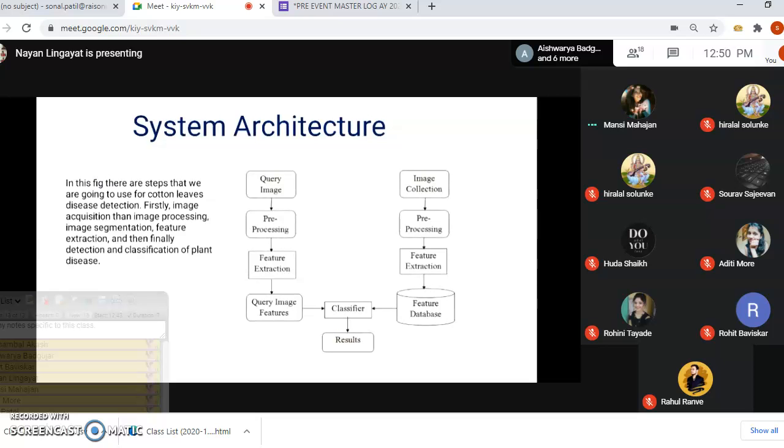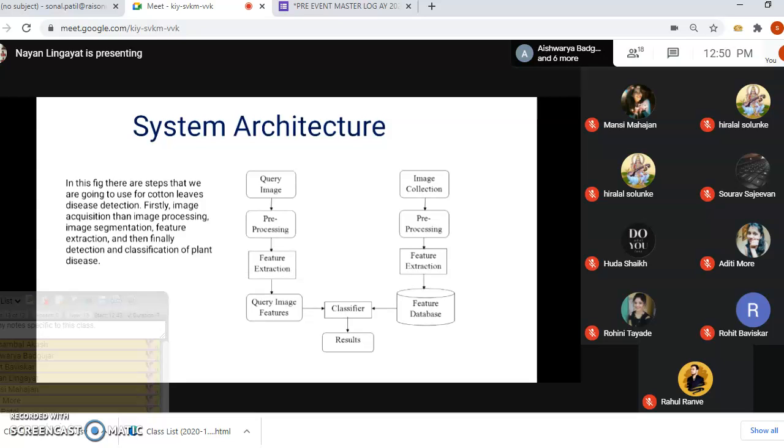In this slide, we discuss the system architecture. First of all, we take a query image, as we see in the diagram. The query image is taken from a defective part of the plant or leaf. Then it goes into pre-processing. Pre-processing is to remove noise, that is, unwanted area of the plant which we have not covered, and to recognize the exact part of the defected area.